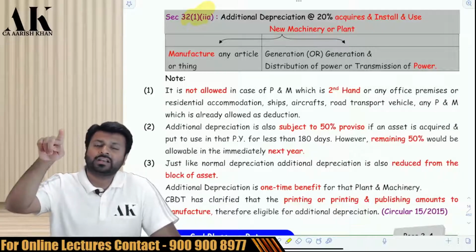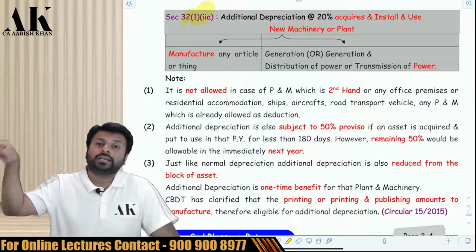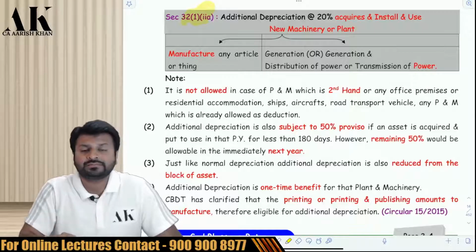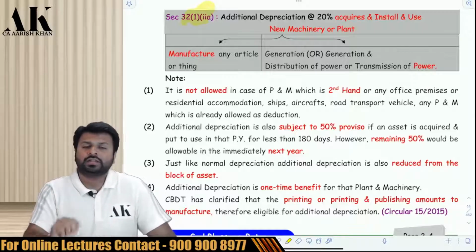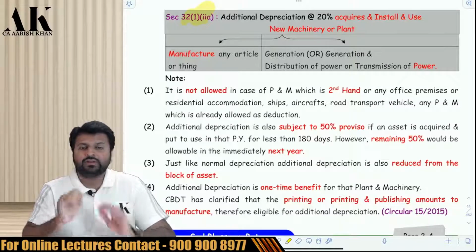Maybe you have already taken a deduction under section 35 in the form of scientific research. Or for that matter, you have already taken a deduction under section 35AD as production of fertilizer business. So you cannot get additional depreciation on that amount. Okay. Sir, will additional depreciation also be reduced from the block of asset? Yes, it will be reduced from the block of asset.